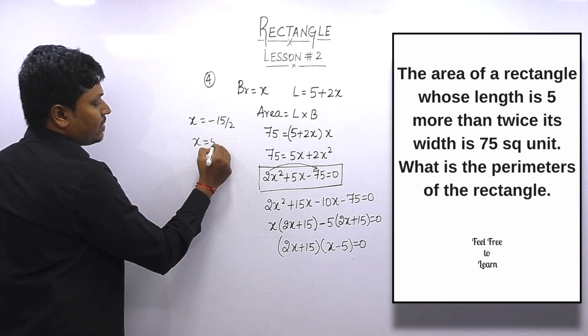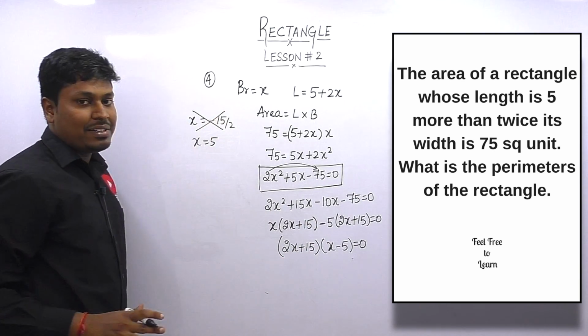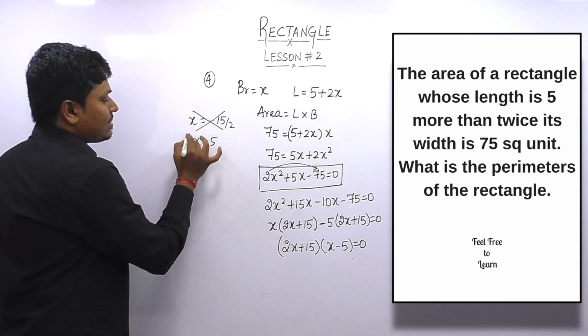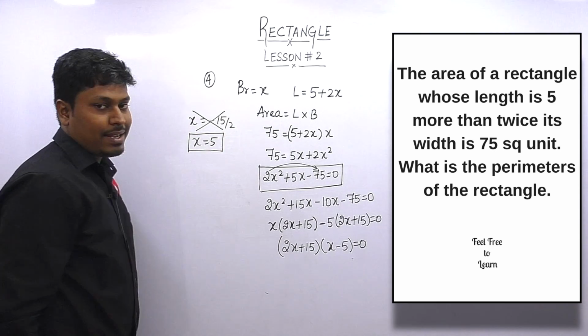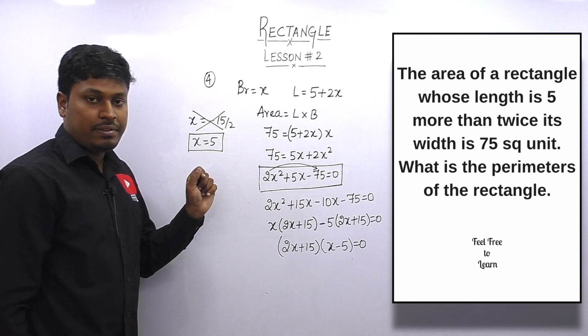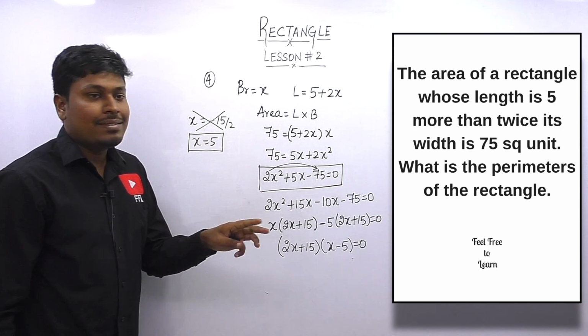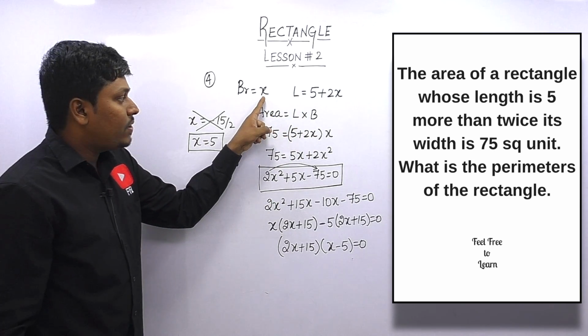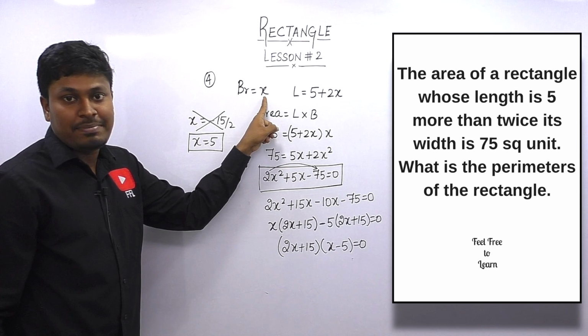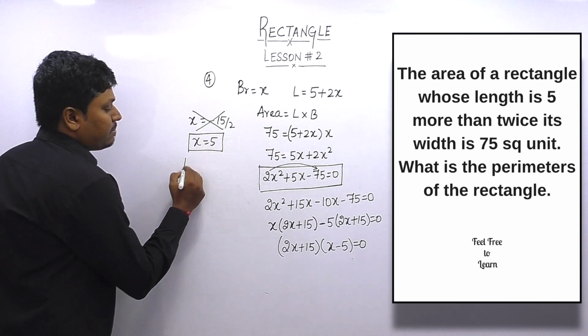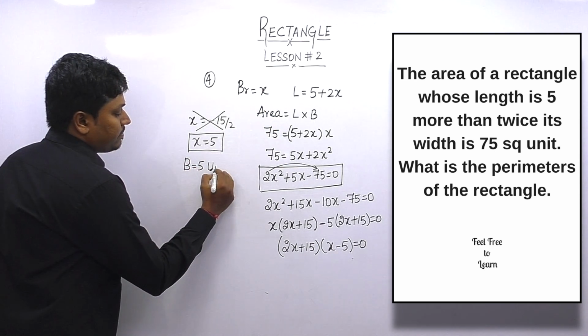So always we don't take any negative value in geometry. So let me take x is equal to 5. So finally we got the answer: the value of x is equal to 5. Once you find the value of x, the breadth and length will be easy, because we have kept the breadth as x unit. So we can say the breadth is equal to 5 unit.